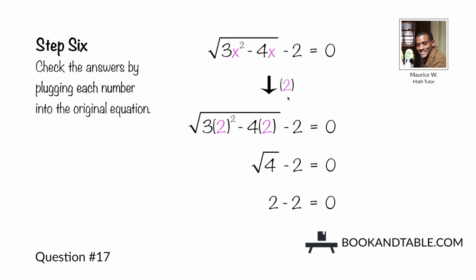And then we'll test the second value, positive 2. We plug it in both places where we see x. 2 squared is 4, times 3 is 12. 12 minus 8 is 4. The square root of 4 is 2, leaving you with 2 minus 2, which gives you 0, confirming that x also equals positive 2.